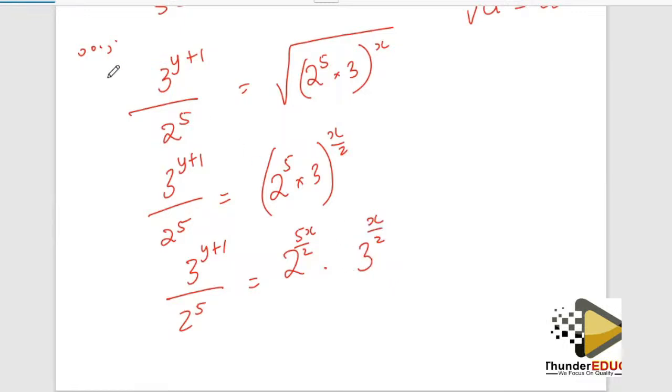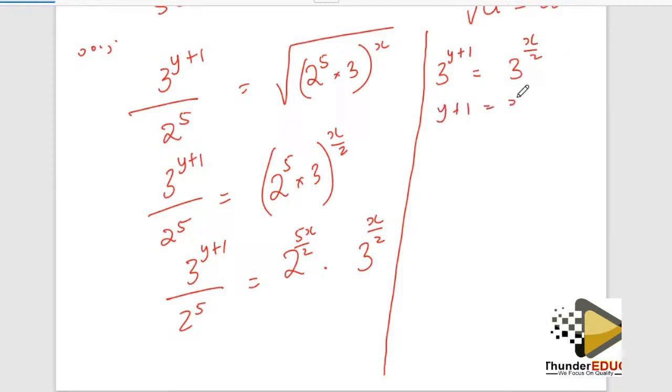Okay, I think I'm ready to go now. From there, I can compare the left-hand side with the right-hand side. I'll compare the twos on their own and then the threes on their own. When I start with the threes, I have 3 to the y plus 1 being equal to 3 to the x over 2. So the bases are the same, I'll consider the exponents. From there, I can see that y plus 1 is equal to x over 2. I can move the 1 to that side so that y is the same as x over 2 minus 1. I can leave it at that point.